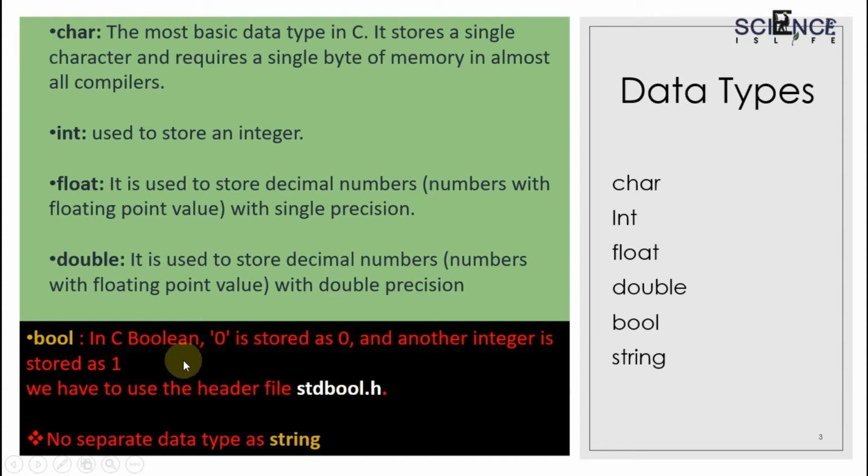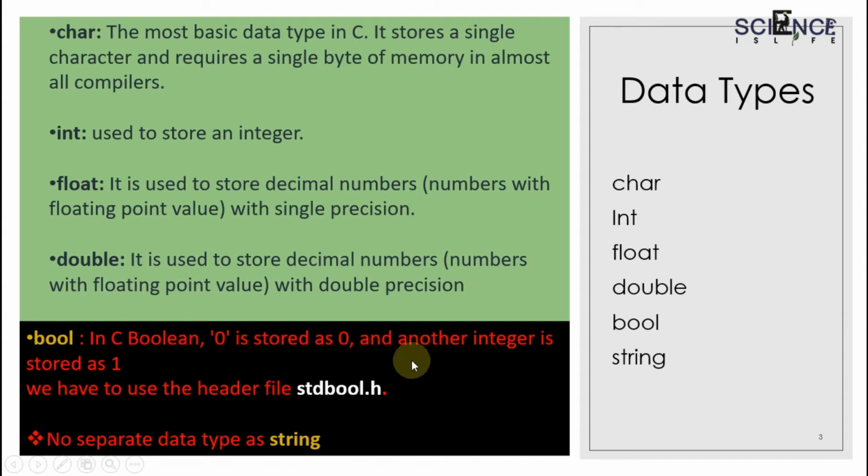In booleans we store true and false values, right? True means 1 and false means 0. But in C boolean, 0 is stored as 0 and any other integer is stored as 1. So it may be 5, 6, likewise any positive integer value to represent that it is true, and it will represent 0 as 0, right? So that's about boolean data types.